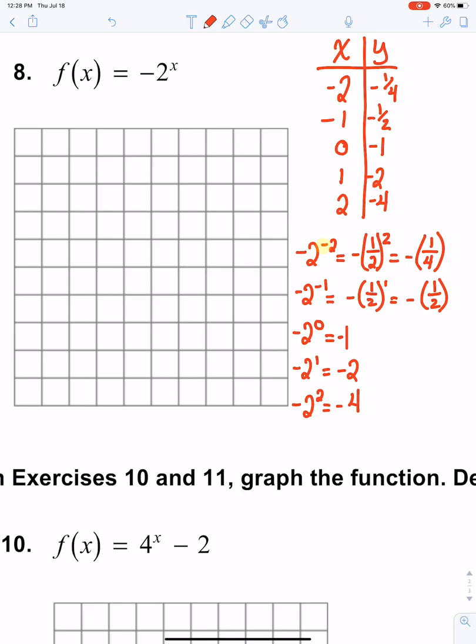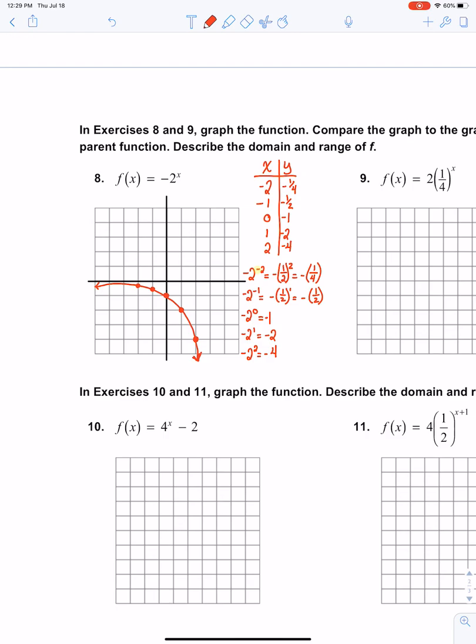Okay, now we have to graph these. So I am going to switch to a black pen to create my X and Y axes. There we go. All right, and then I'm going to switch back to the red pen to graph it. So, -2, -1/4, that's about here. -1, -1/2. 0, -1. 1, -2. And 2, -4. So, we have a graph of a function that shows neither exponential growth or decay, okay?